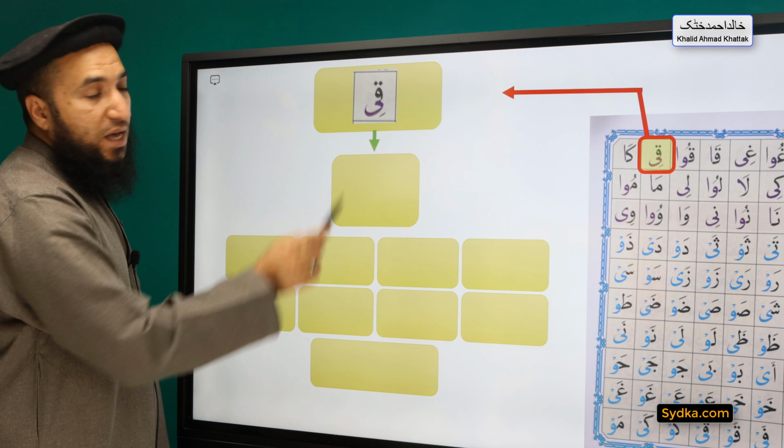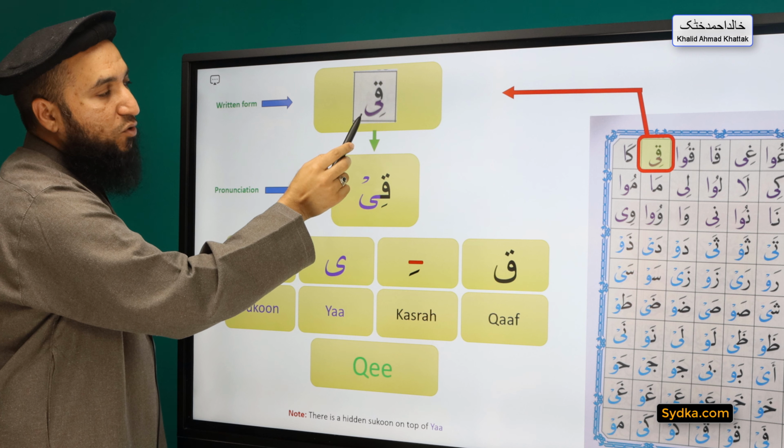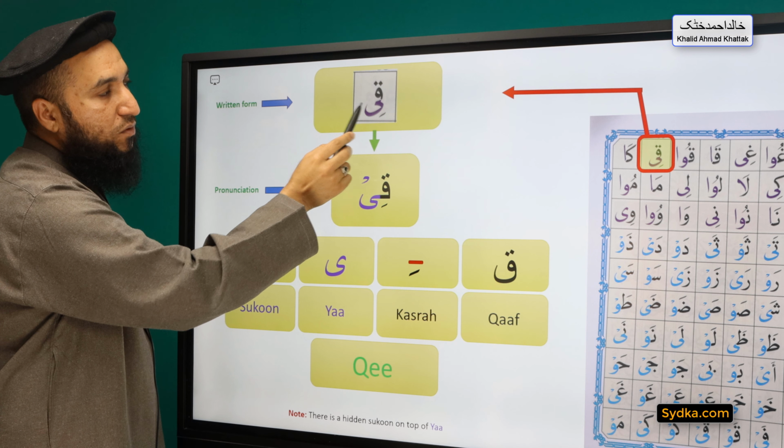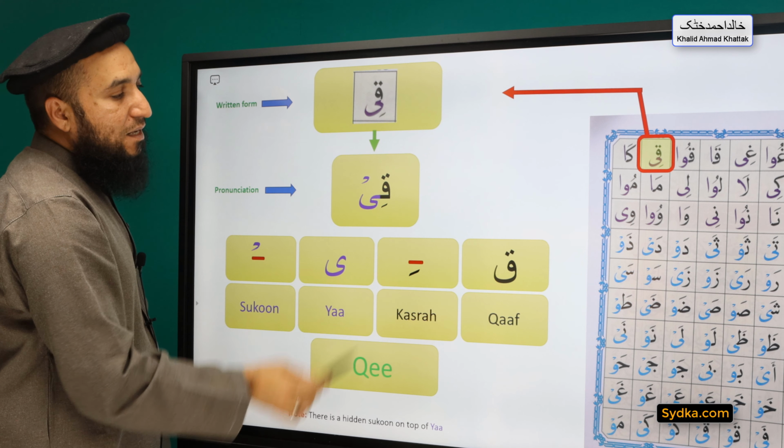The next syllable we have is Qaf Kasra Ya Sukun. Qaf is a heavy letter, it has kasra underneath, it is followed by ya, and this ya has hidden sukun. Qaf kasra ya sukun qi.